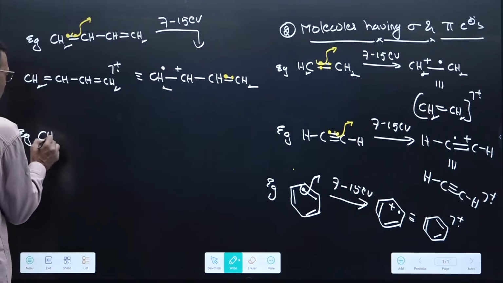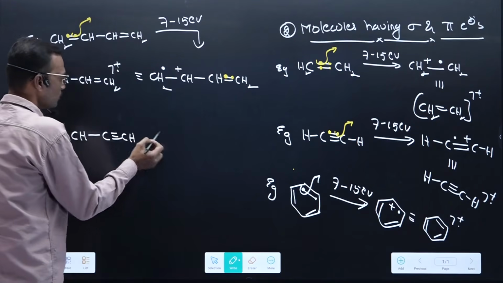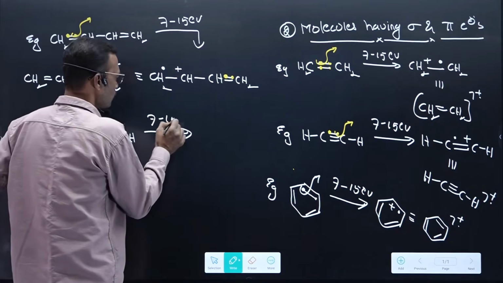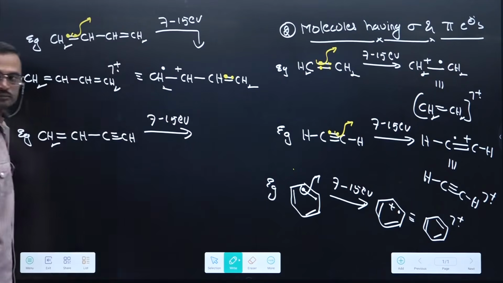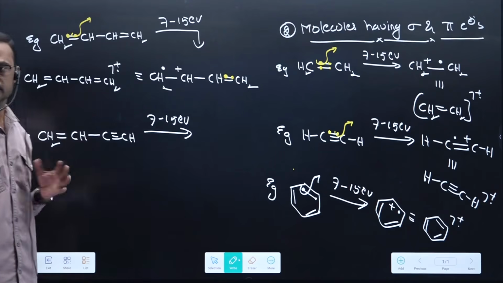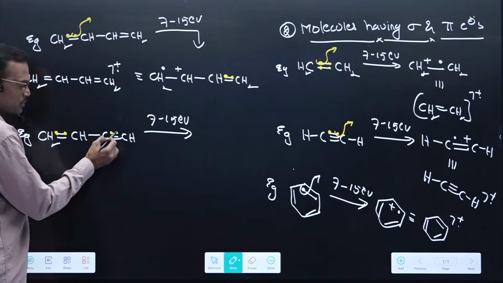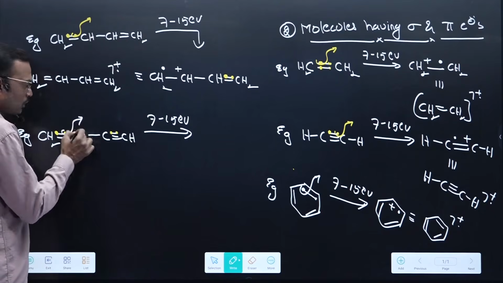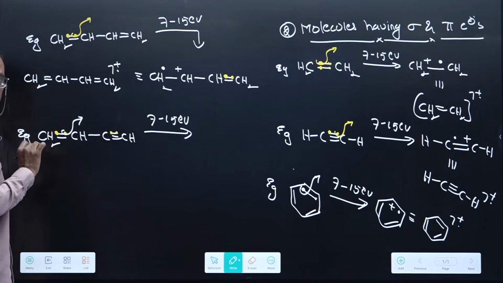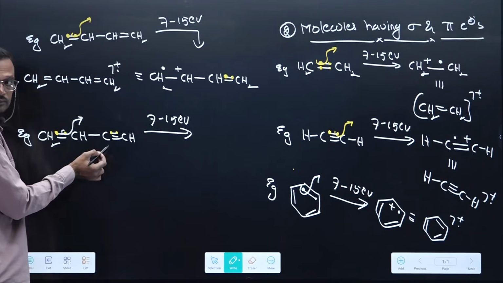Is it clear? Now I am giving a carbon-carbon double bond and a triple bond, 7 to 15 electron volts. Where will you remove the electron? Between the double bond and the triple bond, which is easier to remove the electron from? From the double bond we can remove the electron easily as compared to the triple bond. Here 2 electrons are present, and here also 2 electrons are present. Remove the electron from the double bond when the triple bond competes with the double bond, because here electronegativity is a factor.